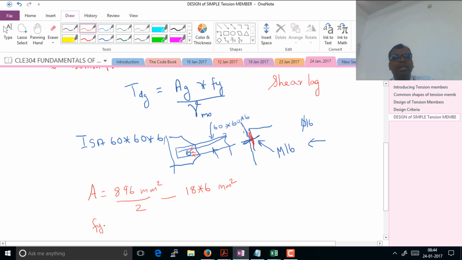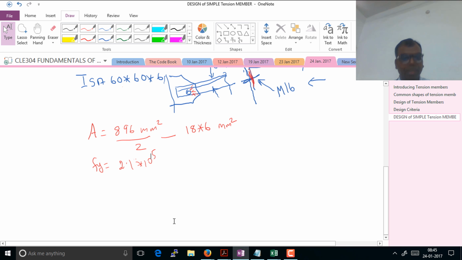And what is the Young's modulus of steel? 2.1 times 10 to the power 5. Or 2 times 10 to the power 5, that's also fine with me. And then you have gamma m0. Gamma m0 is equal to 1.25. So you substitute in the formula and get the answer.